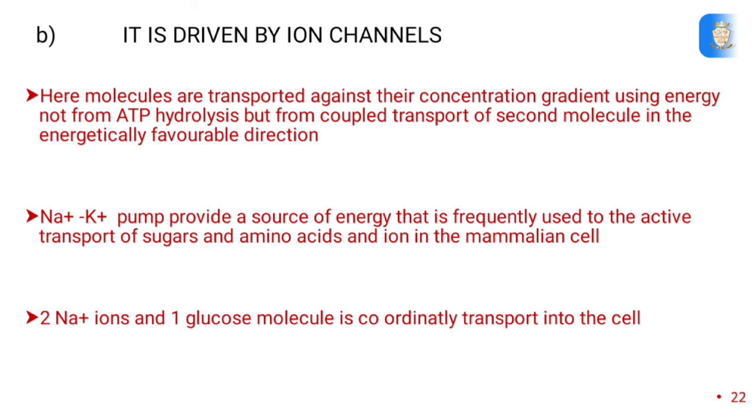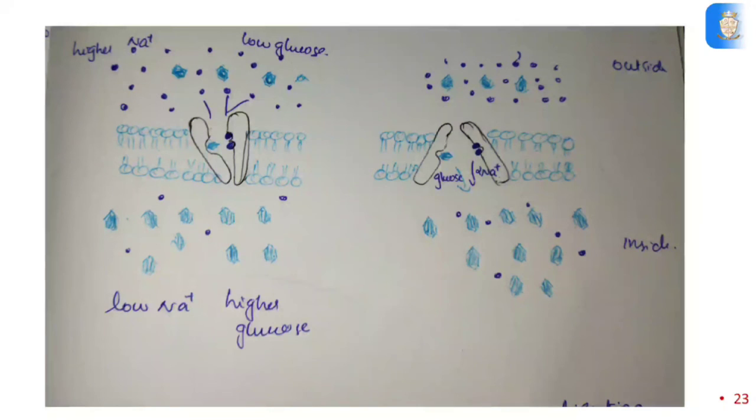Then next, it is driven by an ion gradient. Here the molecules are transported against their concentration gradient using energy not from ATP hydrolysis but from the coupled transport of a second molecule in an energetically favorable direction. In this situation, Na+ is attached to the binding site. Along with the Na+, one glucose molecule is attached. They undergo conformational change. Na+ and glucose molecules are released. So along with the Na+, the glucose molecule can pass through the plasma membrane.